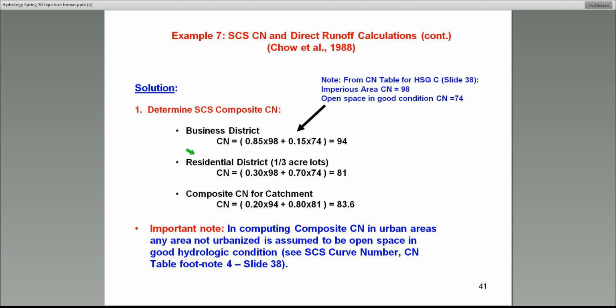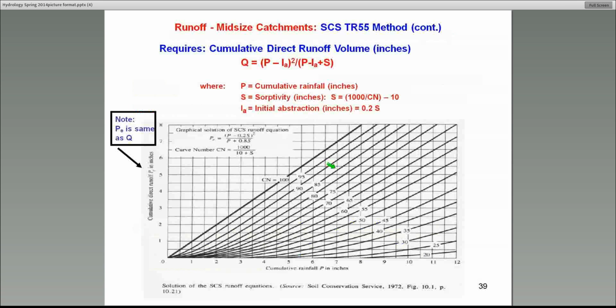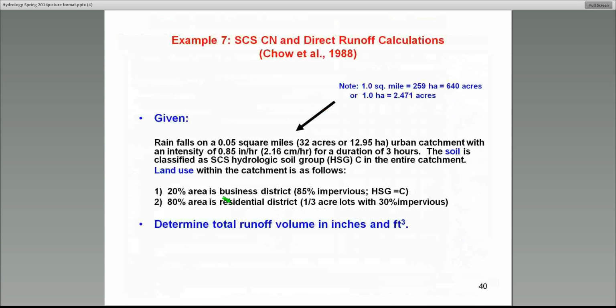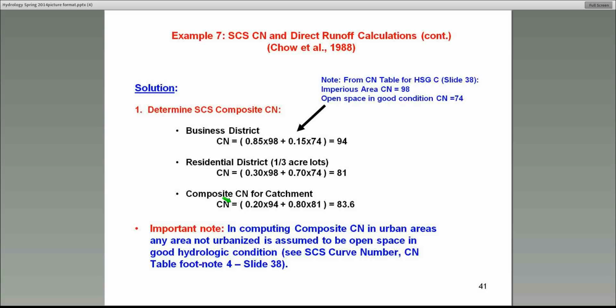I do the same thing for the residential area. It's 1/3 acre lots that have 30% impervious, curve number 98. Notice here, instead of taking the curve number directly from the table, which I could have, I'm doing the composite myself to illustrate that I get the same curve number of 81 as given in that table. If we go back to the table briefly, there's the curve number 81 for a residential area, 1/3 acre lot size with 30% impervious. You get the same curve number. So basically 81 I composited, but you could have gotten it from the table.